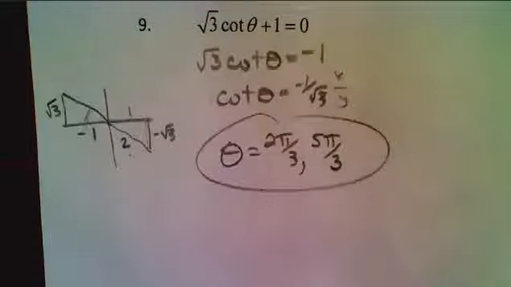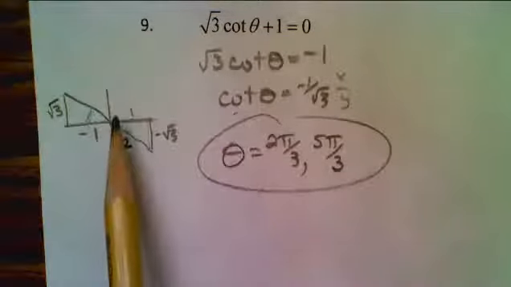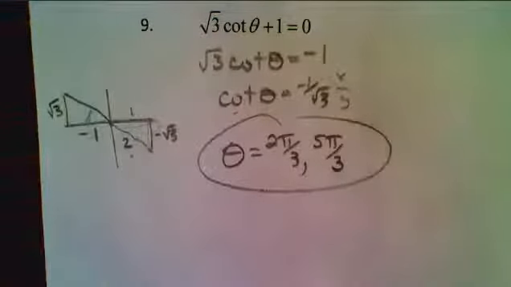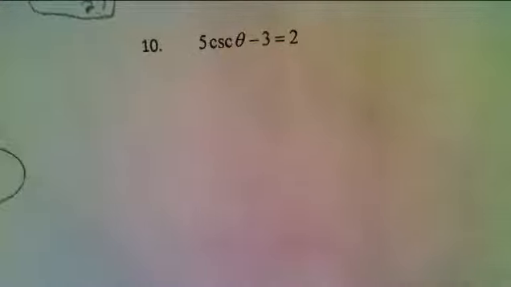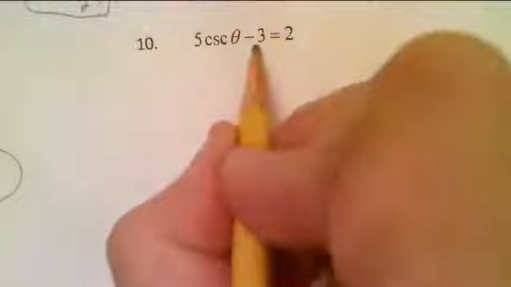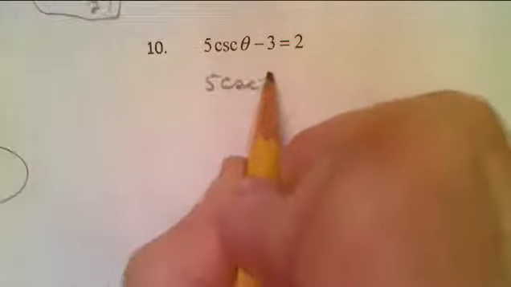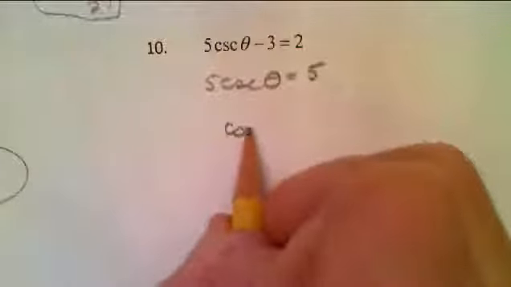My two answers. So when you have that cotangent tangent, one of the ways to solve that is to just draw the picture and then think about what's the cosine and what's the sine. Alright. Last one I'll do on this video is 5 cosecant minus 3 equals 2. So I add 3.